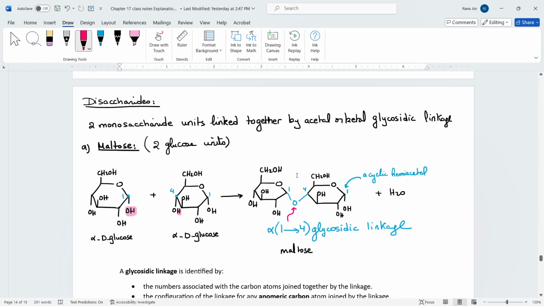Now, if you look at carbon number 1 over here in the maltose, this is the maltose structure, and this is when the two glucose units combine with each other.